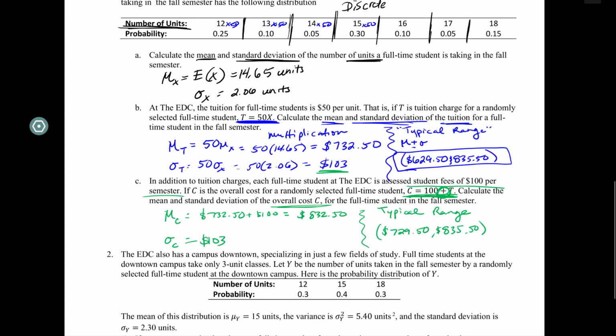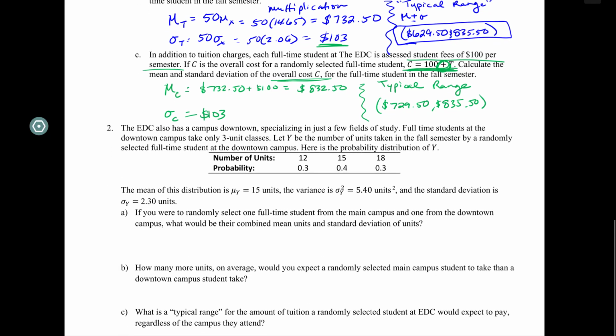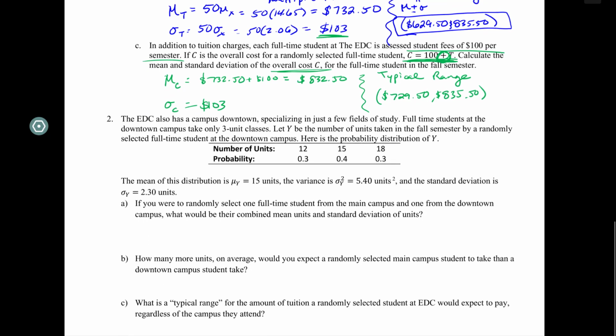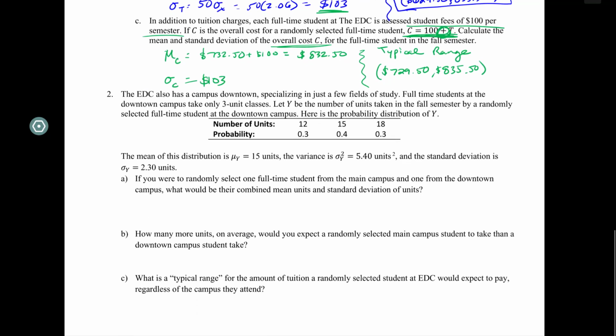Now, let's take a look at our next question. We got a new probability distribution. So the EDC also has a downtown campus specializing in just a few fields of study. But full-time students at the downtown campus take only 3 unit classes. Let Y be the number of units taken in the fall semester by a randomly selected full-time student at the downtown campus. Here's the distribution.